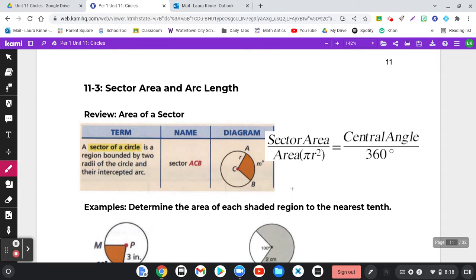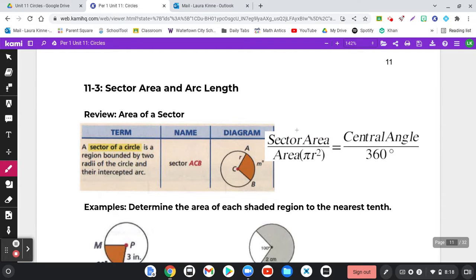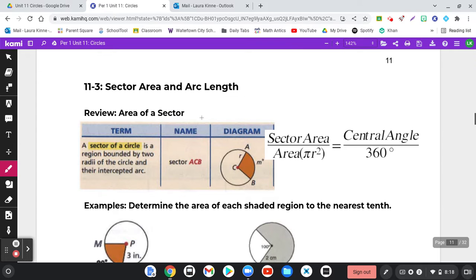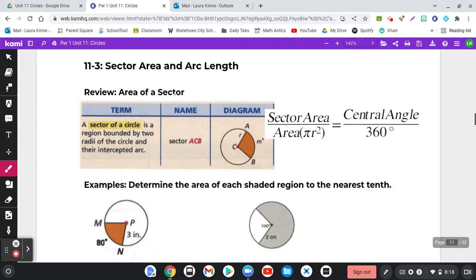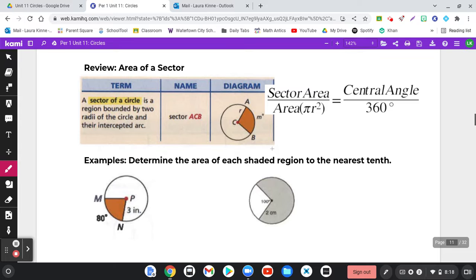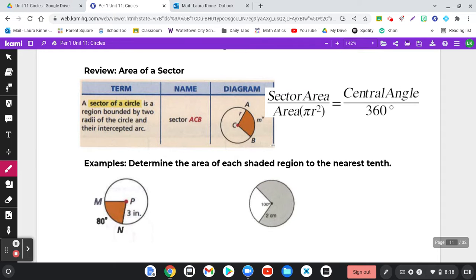Hey everybody, today we are going to first review sector area from last unit, and then I'm going to show you how to do the same, but with arc length. Remember, a sector is just a region bounded by two radii. It's the shaded region here.